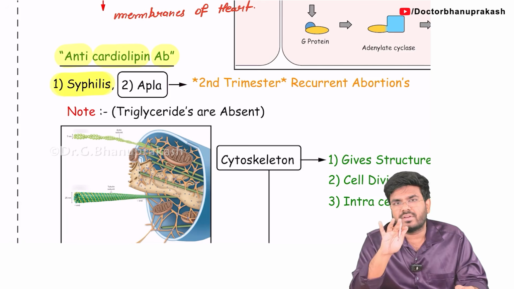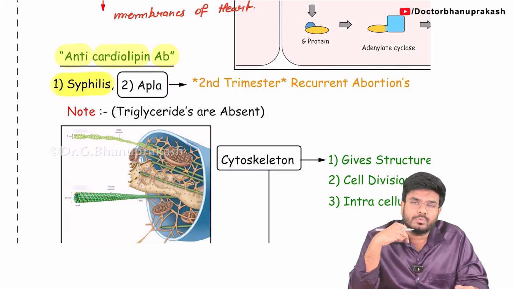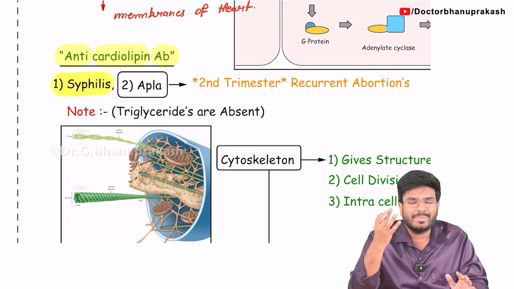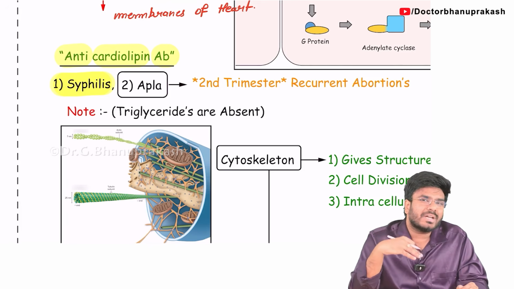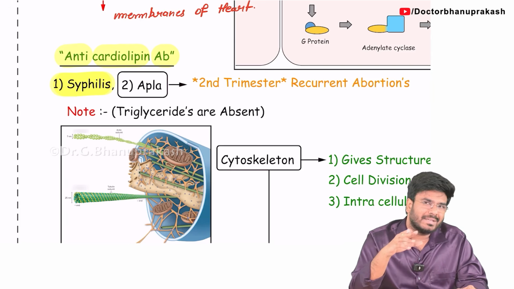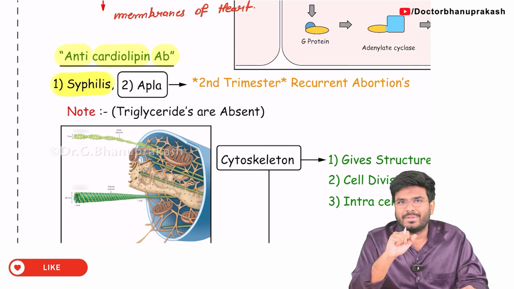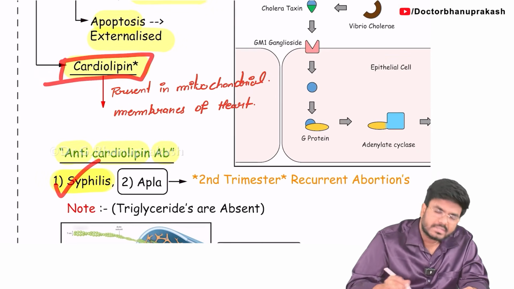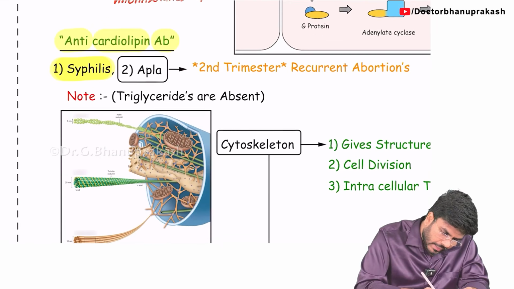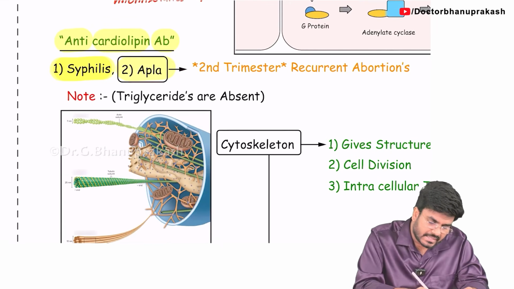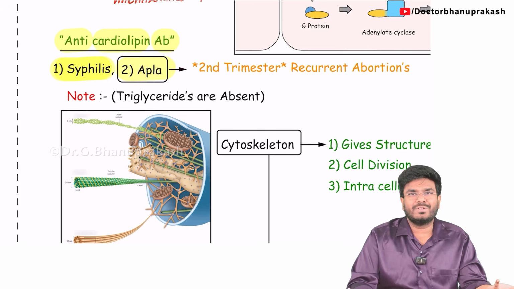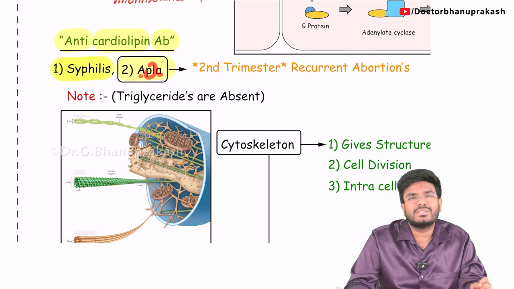Imagine I am the one who is suffering with syphilis, for example. I will produce antibodies against the bacteria, but I will also start to produce antibodies against the phospholipid called cardiolipin. So syphilis patients will have anti-cardiolipin antibodies. And not only that, APLA syndrome. You know APLA syndrome. APLA stands for what? Anti-phospholipid antibody. Which phospholipid? Cardiolipin is a phospholipid. So anti-phospholipid antibodies are seen in APLA syndrome.